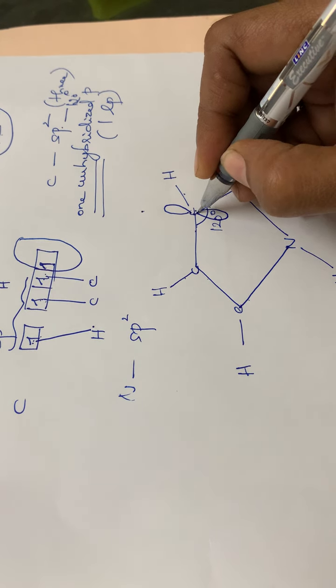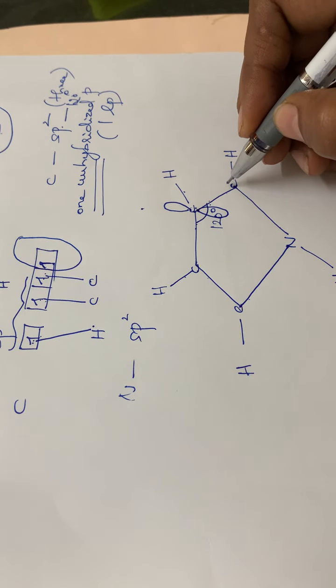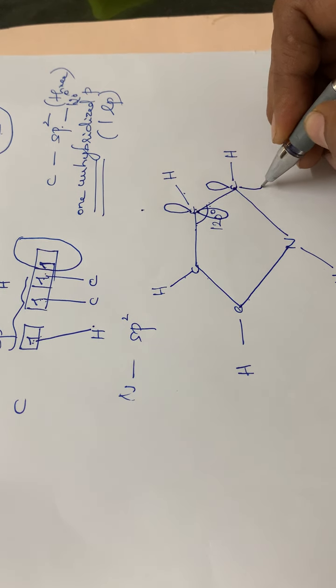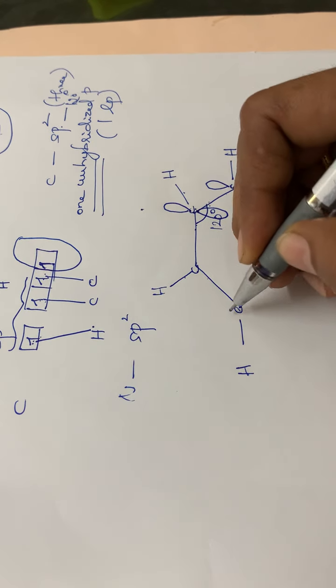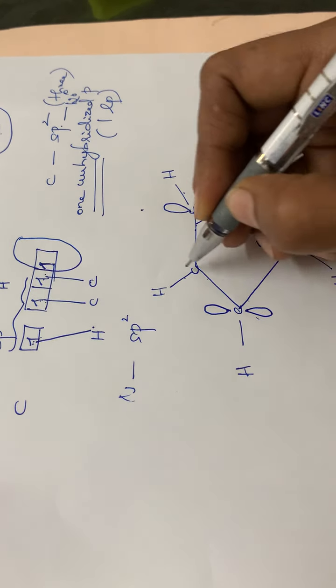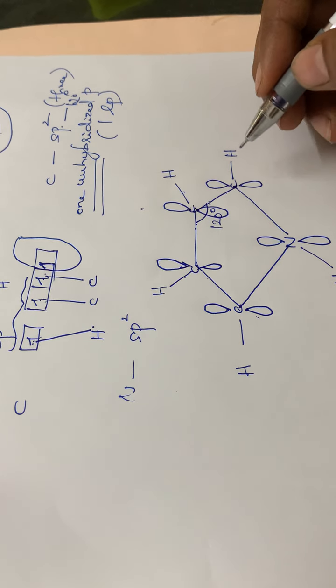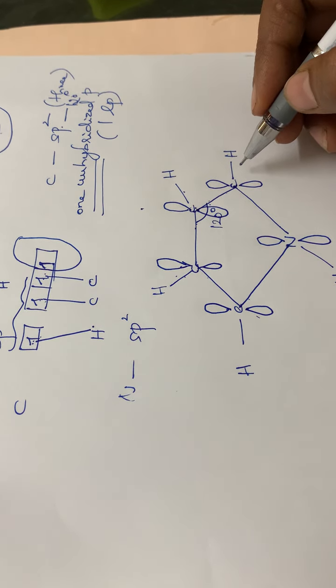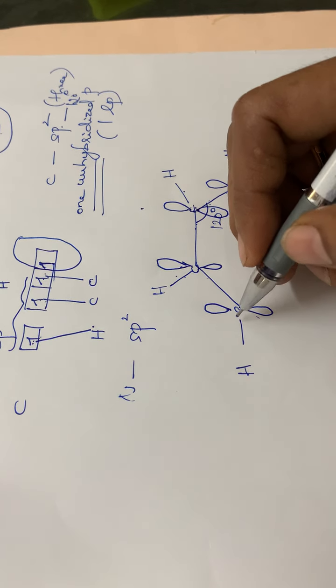This is the one unhybridized p orbital, and it will be having a lone pair of electrons. Here another unhybridized p orbital. For nitrogen also one unhybridized p orbital. Here also one unhybridized p orbital. So all these carbon and nitrogen will be having one unhybridized p orbital, and there will be one lone pair of electrons each in these unhybridized p orbitals.